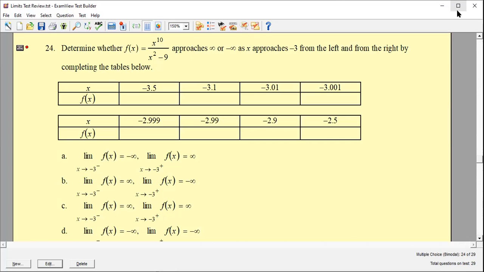Now, when you look at this chart, your values as you read them left to right are going to look like they're going up. That's not what we're doing. We're approaching from the right. So you have to read them this way.